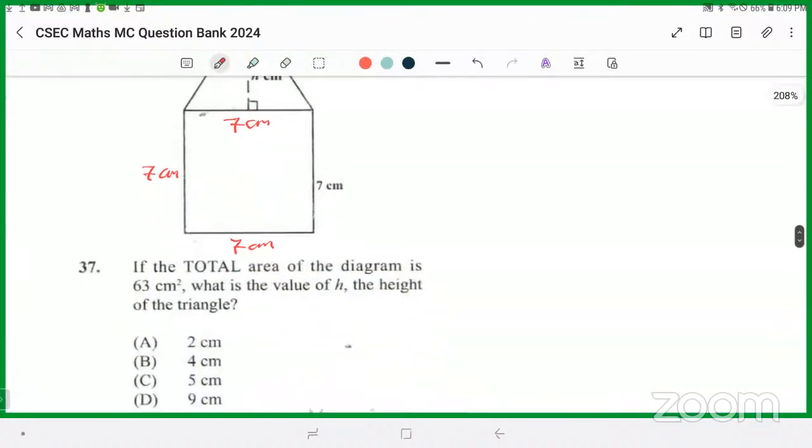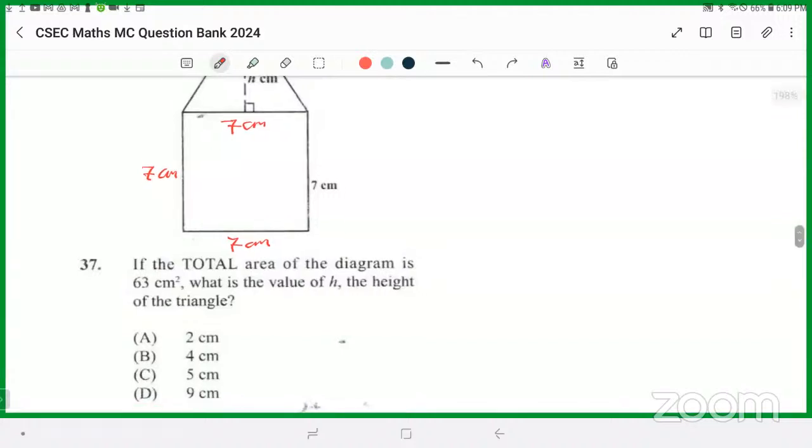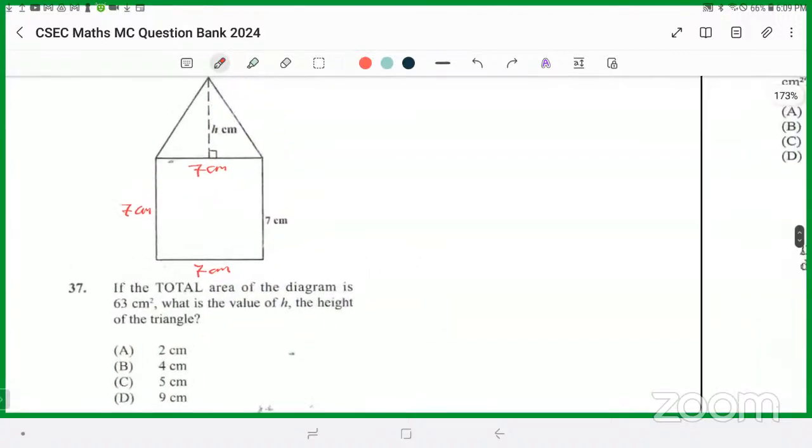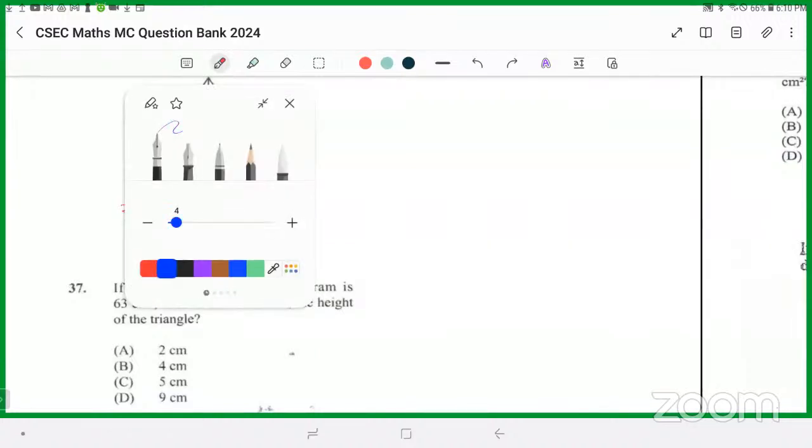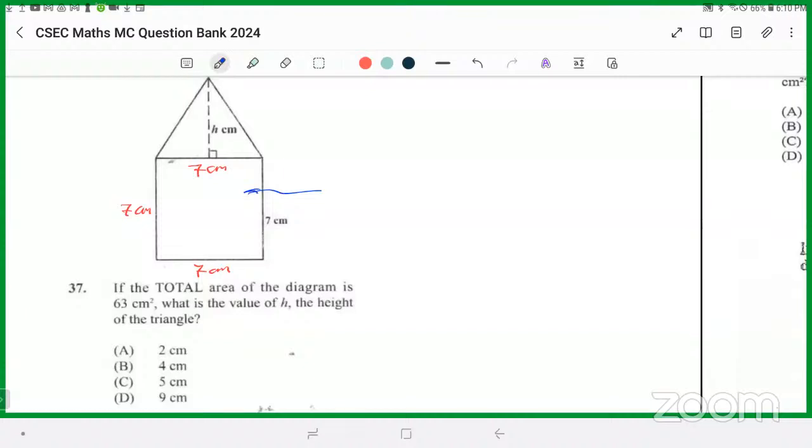Question says, if the total area of the diagram is 63, what is the height? So we can say, okay, the area down here is 7 squared, which is 49. And if the area of the whole thing is 63, that means that this area is 63 minus 49.